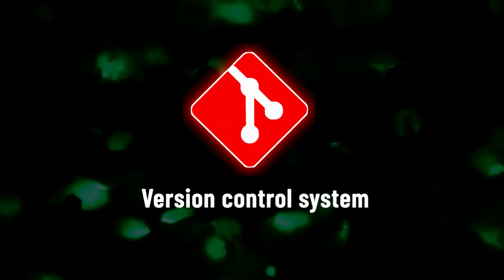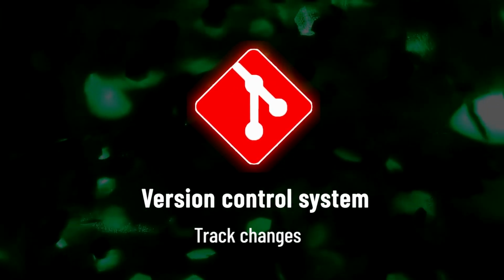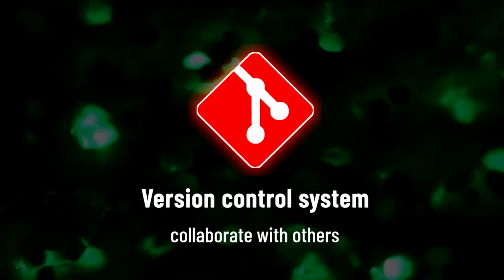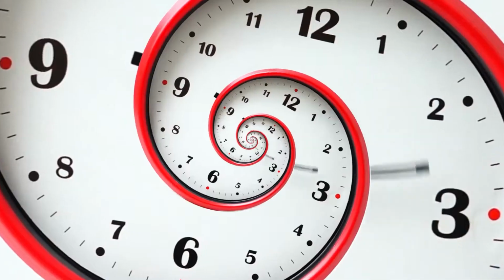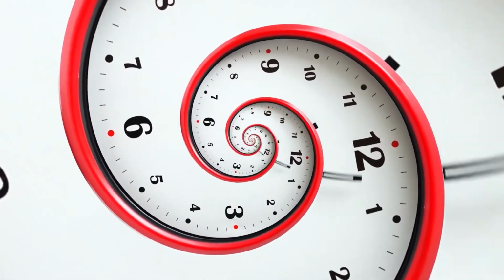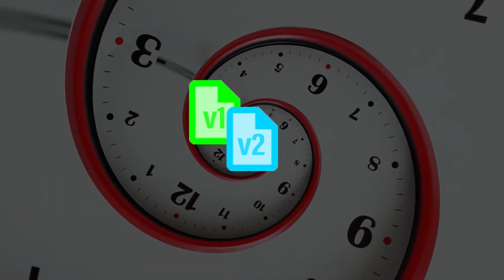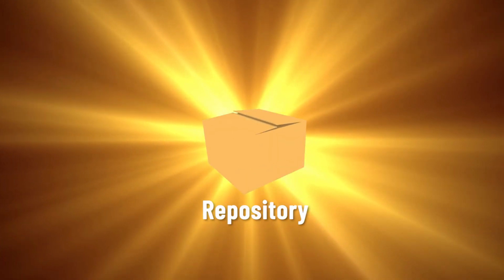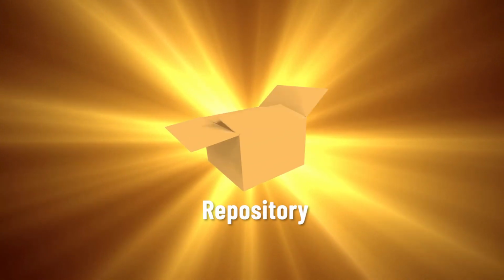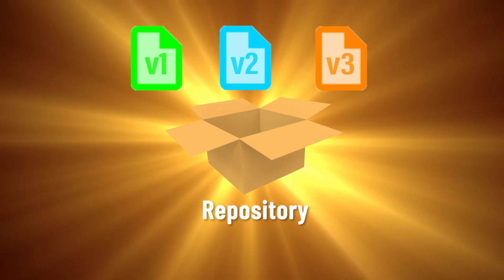GIT is a version control system that helps you track changes to files and collaborate with others on projects. Think of it as a time machine for your code. It allows you to save different versions, making it easy to revert back if something goes wrong. At the heart of Git is a magical box called a repository. This repository holds all your files and their entire history.